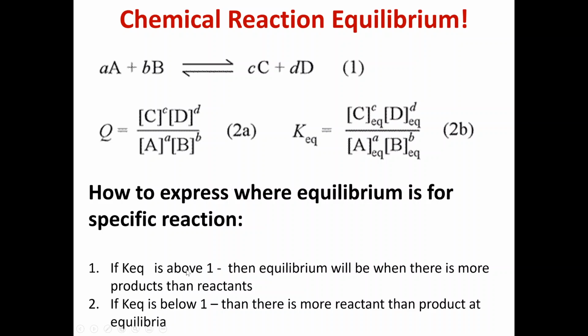If the KEQ you're given is above 1, you can then say that that reaction favors the product. If it's below 1, which means the denominator is big, it favors the reactant. Okay.